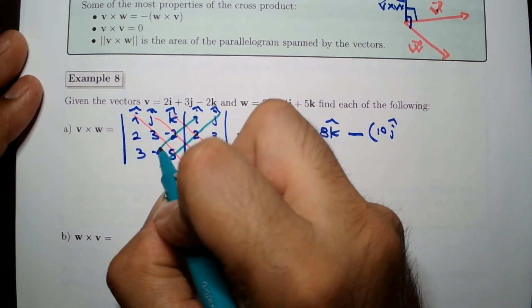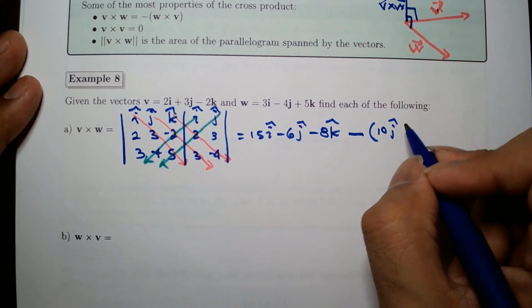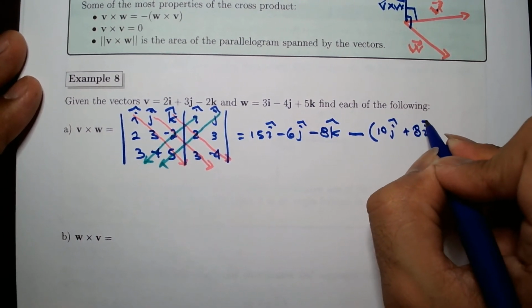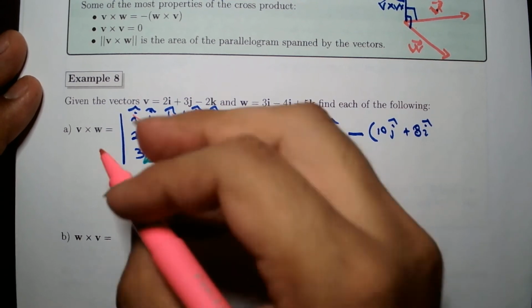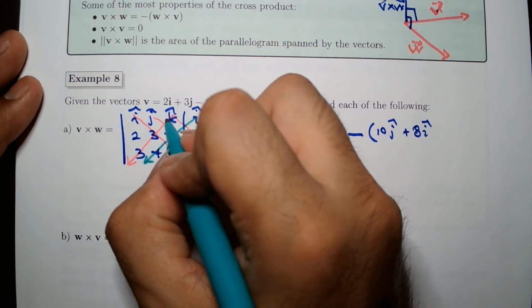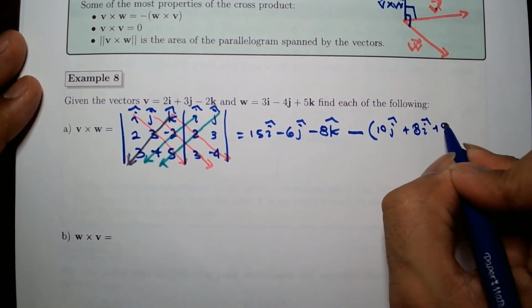I times negative 2 times negative 4, that's positive 8i. And k times 3 times 3, that's going to, oh, actually it was supposed to be this color instead. So that's going to give us 9k.